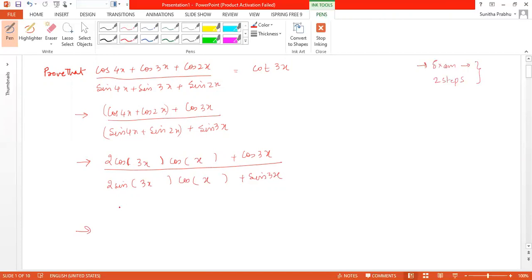Now we can take cos 3x outside in the numerator, and sin 3x outside in the denominator. So it'll be cos 3x into 2 cos x plus 1, over sin 3x into 2 cos x plus 1. Then it will get cancelled. So you'll get cot 3x. Good job.